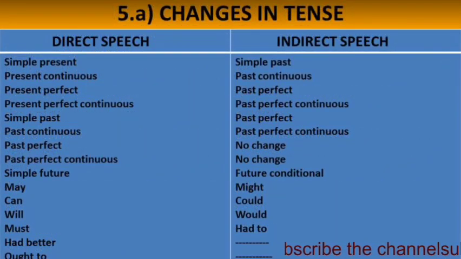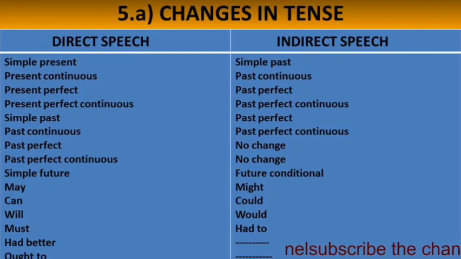Then look at how the changes take place in tense. In direct speech, then in indirect speech. If it is simple present, it becomes simple past. Present continuous, past continuous. Present perfect, past perfect. Present perfect continuous, past perfect continuous. Simple past, past perfect. Past continuous, past perfect continuous.